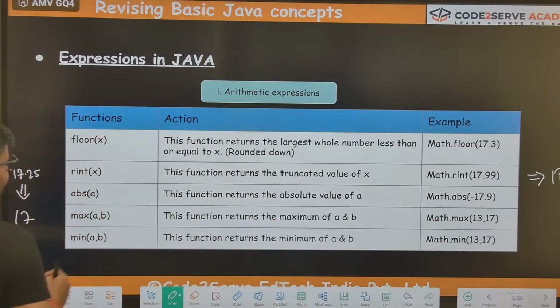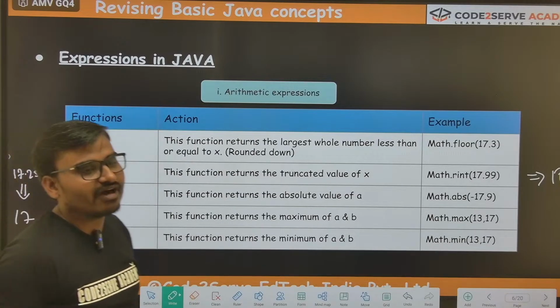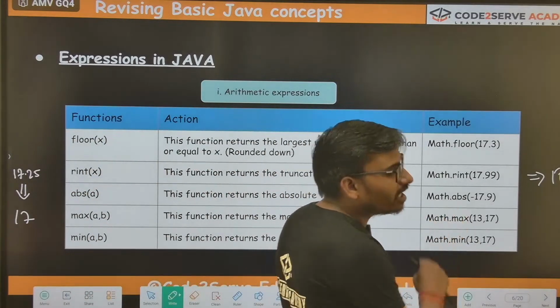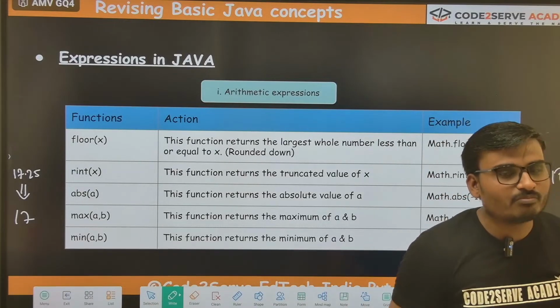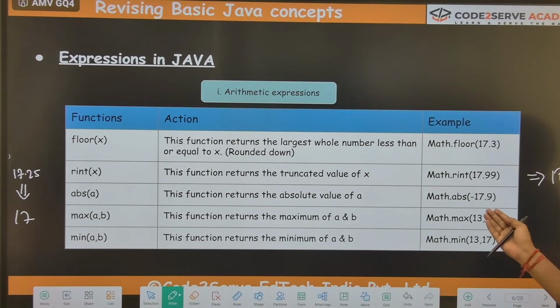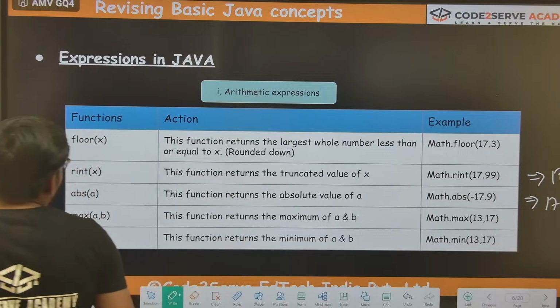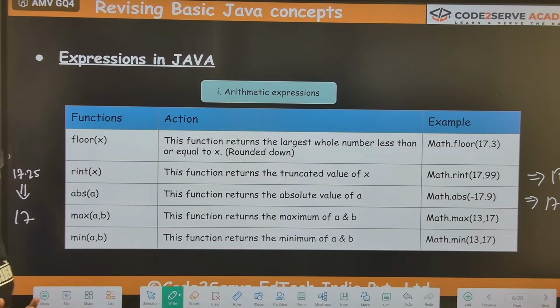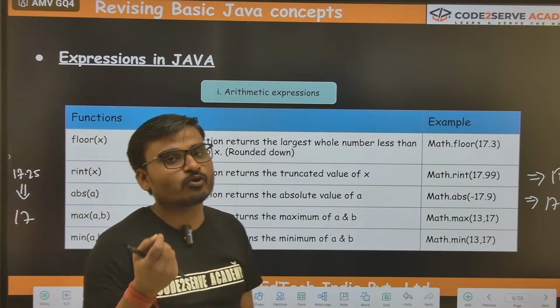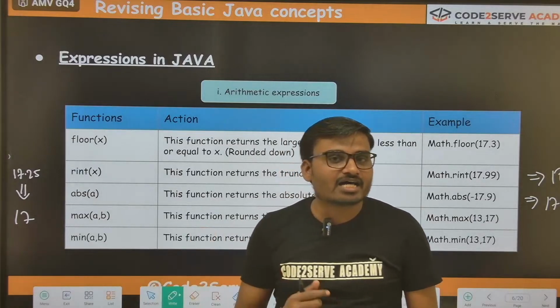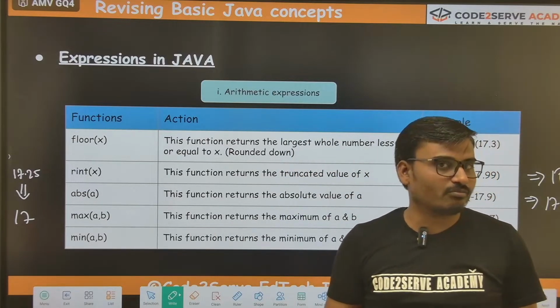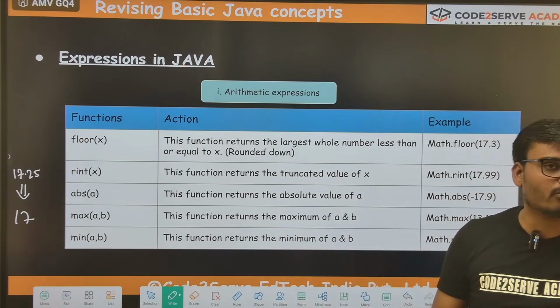Similarly, we have abs. abs means the absolute value. So if you pass over here the negative number, the answer will be in positive. It will result to 17.9 in positive. All right. So next we have max. Suppose you have two numbers. If I give you two numbers, like suppose 10 and 100, and I will ask you which one is the max number, which one is the highest number.